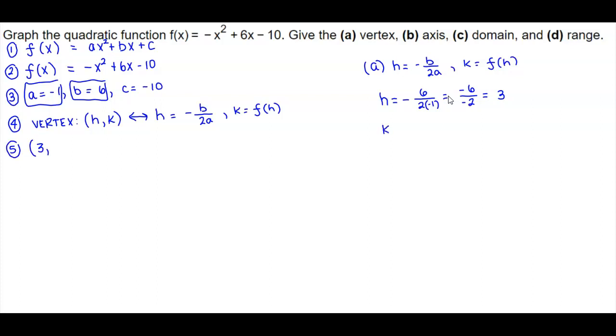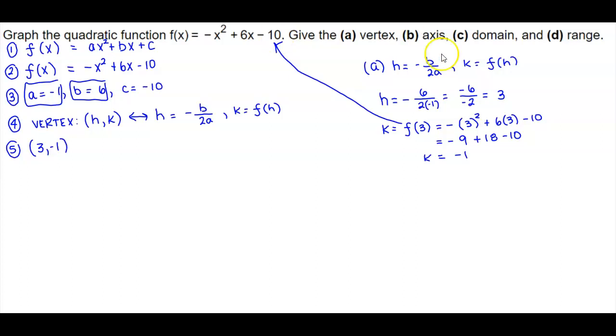Now we need to find k. K is equal to f of whatever h is, which is 3. We're going to plug it into the function. So we have a negative on the outside, 3 squared plus 6 times 3 minus 10. Negative 3 squared is negative 9, plus 6 times 3, which is 18, minus 10. Negative 9 plus 18 is 9, and 9 minus 10 gives us negative 1. So now we know that k is equal to negative 1.